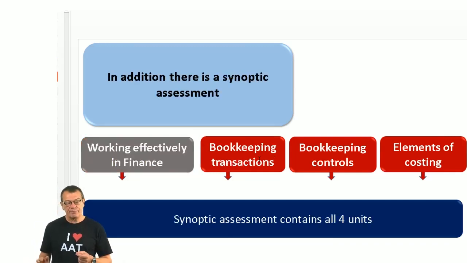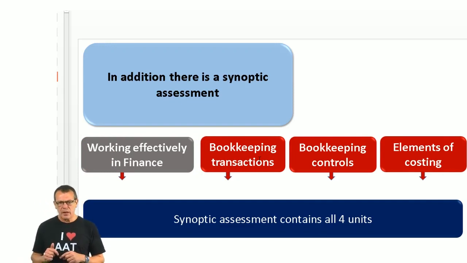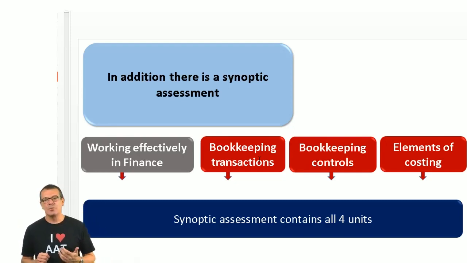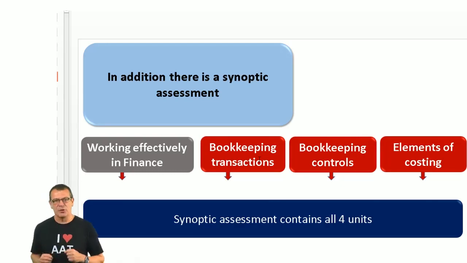Now in addition, there's a synoptic assessment. Working effectively in finance has no individual exam. So I would think a lot of you go, wow, fantastic. No individual exam, that is superb. However, it is in the synoptic assessment. Okay? And just because it's got no individual exam, do not ignore it. It will be examined. It's on the syllabus for a reason. You have to cover it for a reason. So the only place the AAT can put that is in the synoptic assessment.